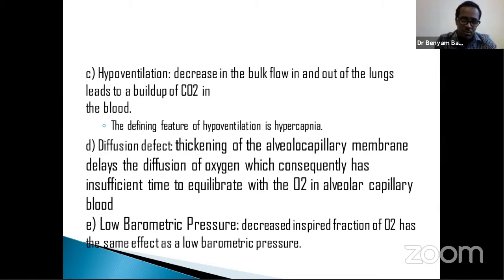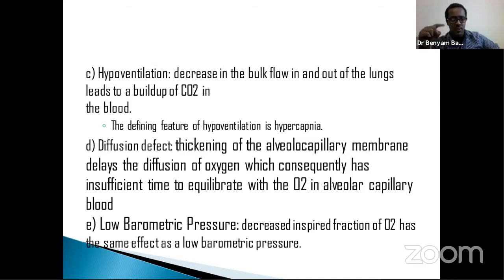So that's what we call hypercarbia or hypercapnia. Hypoventilation could lead to this, consequently leading to hypoxia. The other cause of hypoxia could be a diffusion defect. Whenever there is thickening of the alveolo-capillary membrane, the diffusion distance between the alveoli and the bloodstream will increase.